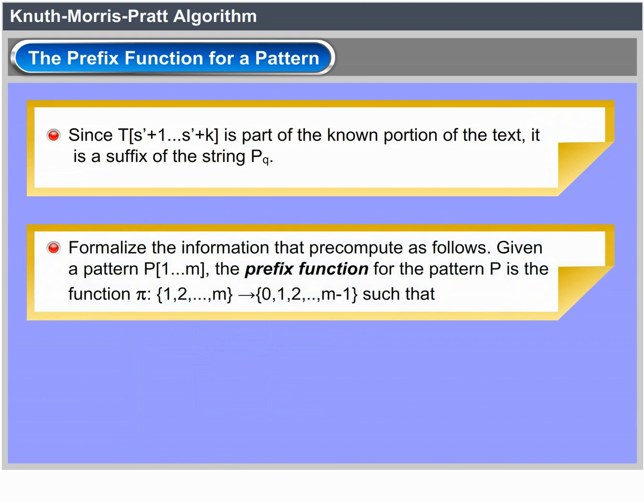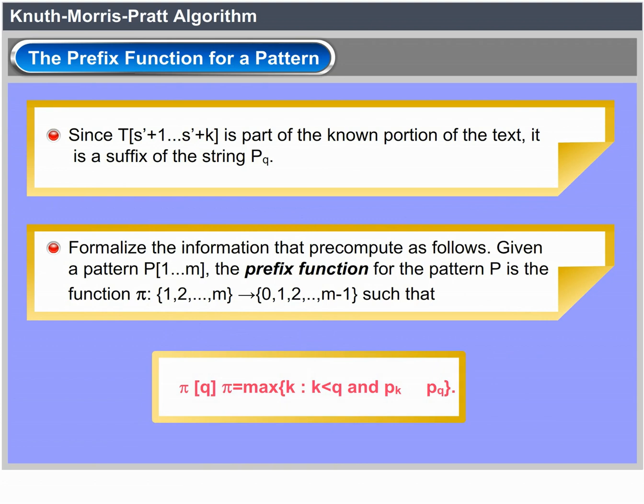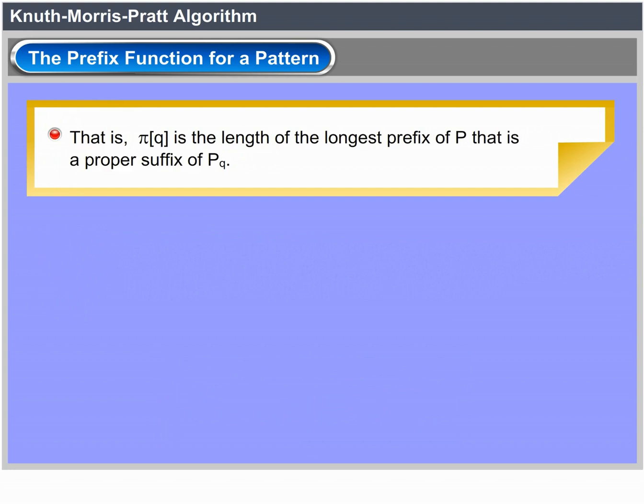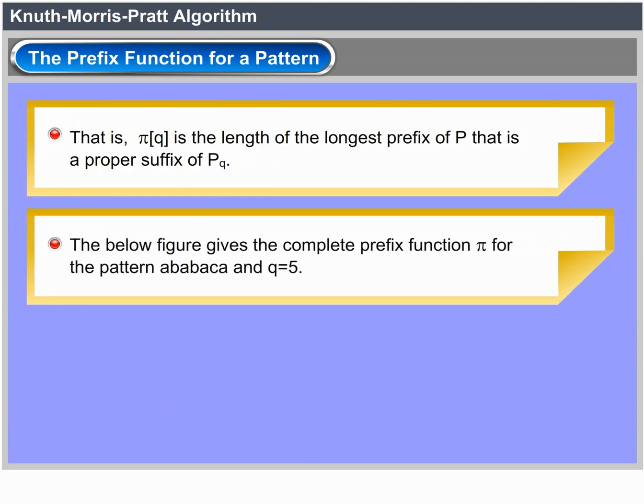Formalize the information that we pre-compute as follows. Given a pattern P[1..m], the prefix function for the pattern P is the function pi: {1,...,m} -> {0,...,m-1} such that pi[q] = max{k : k < q and P_k is a suffix of P_q}. That is, pi[q] is the length of the longest prefix of P that is a proper suffix of P_q. This figure gives the complete prefix function pi for the pattern ababaca and q = 5.